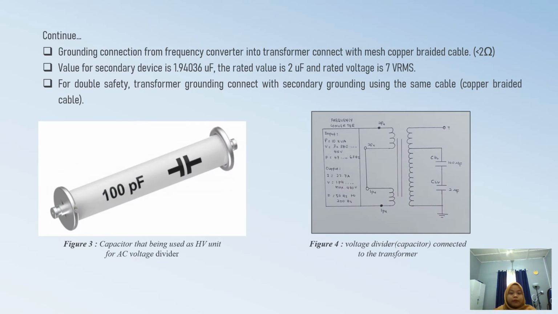Continue with the previous slide. The grounding connection from the frequency converter into the transformer is connected with mesh copper braided cable. This is because the grounding connection must have less than 2 ohm for safety purposes. Since safety is very crucial and important, whenever the connection is done, the transformer grounding will be connected with the secondary grounding by using the same cable, which is the copper braided cable as well.